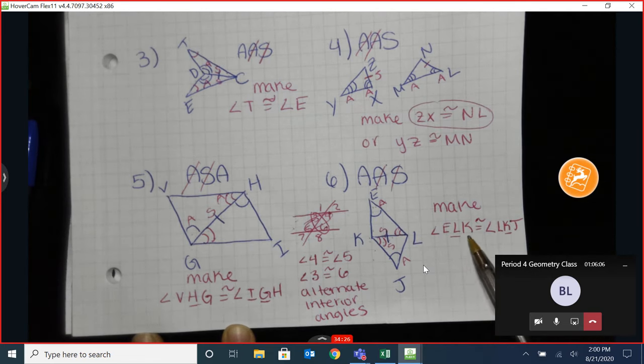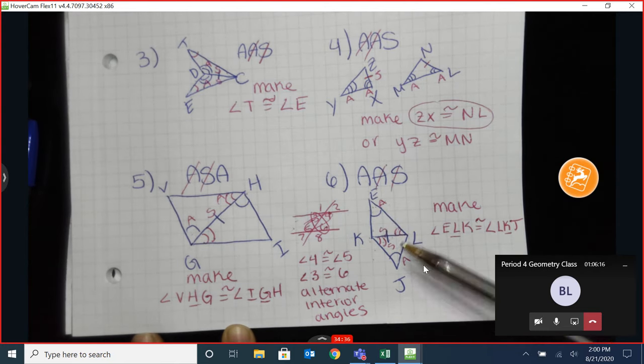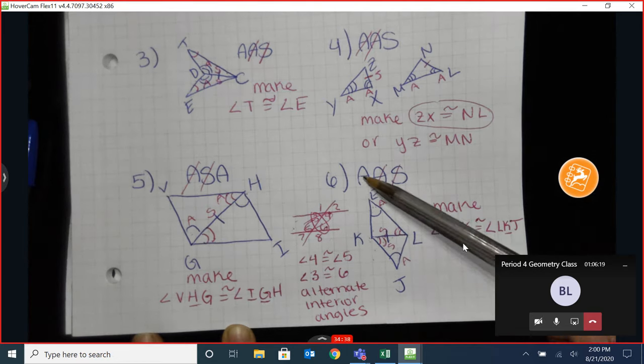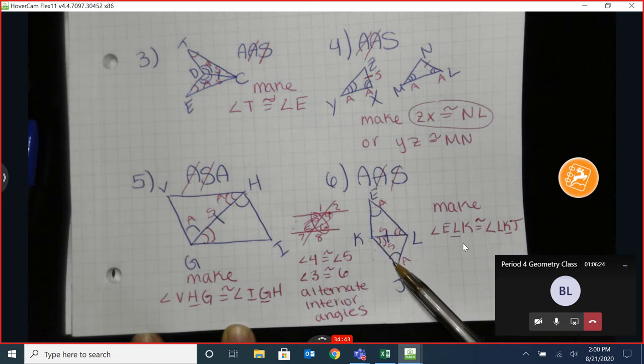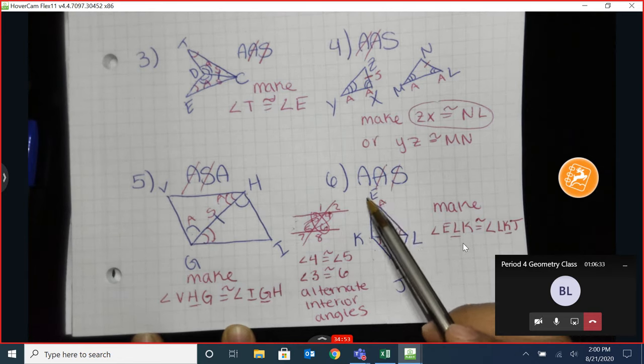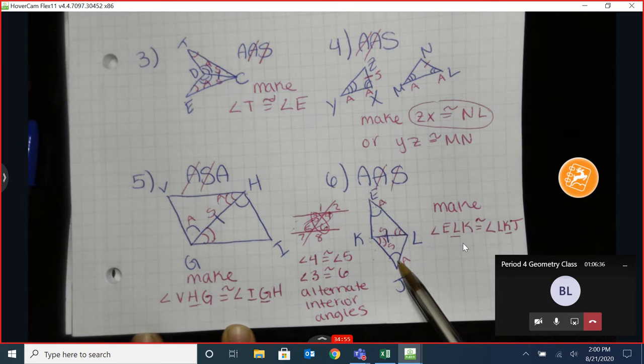Do you guys understand why I'm using three letters? Again, it's because K is being shared by the top triangle and the bottom one. So you have to be specific. Are you talking about the top one or the bottom one? See, when I say ELK, we're talking about the angle right here. But when I say LKJ, we're talking about the angle right here, this little angle right there. So I hope that makes sense as to why I'm using three letters instead of just one, as if I were to say E is congruent to J. See how they're alone and it's not being split with any other angle? That's the reason.